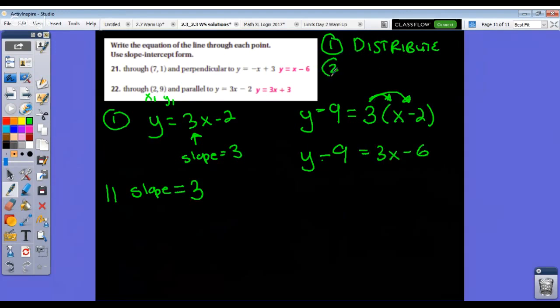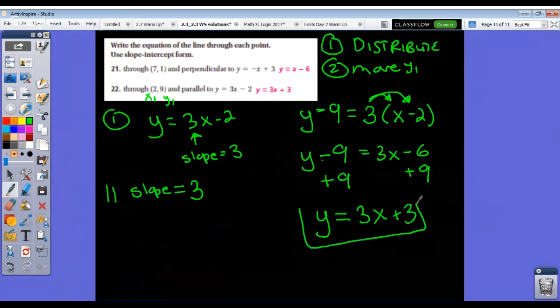And the last thing we have to do is deal with our y1. Here I have a minus 9, so I add 9 to both sides. So my final answer is y equals 3x plus 3. Again, notice that the slope of the line we ended with is the same slope as the line we started with. The reason is because we're looking at two parallel lines.